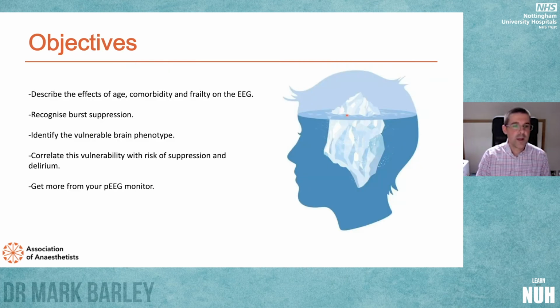So what we're going to cover today: the effects of age, comorbidity and frailty on the EEG, recognizing burst suppression, identifying the vulnerable brain phenotype, correlating this vulnerability with the risk of suppression and then delirium, and hopefully enabling you to get more from your processed EEG monitor. But firstly, a reminder of some nomenclature and then a mention of a couple of clever gadgets.